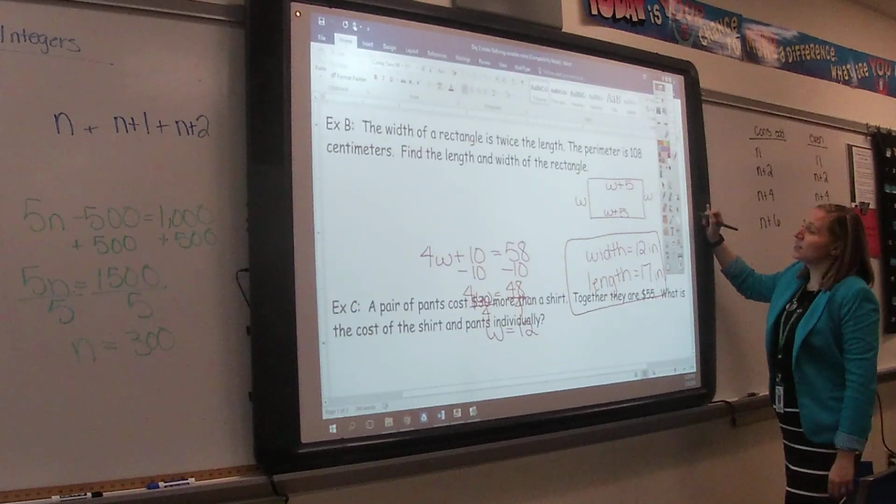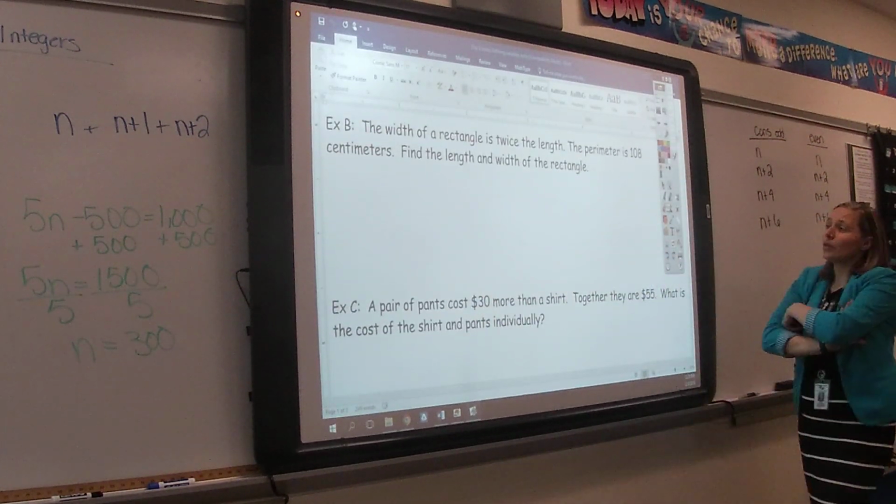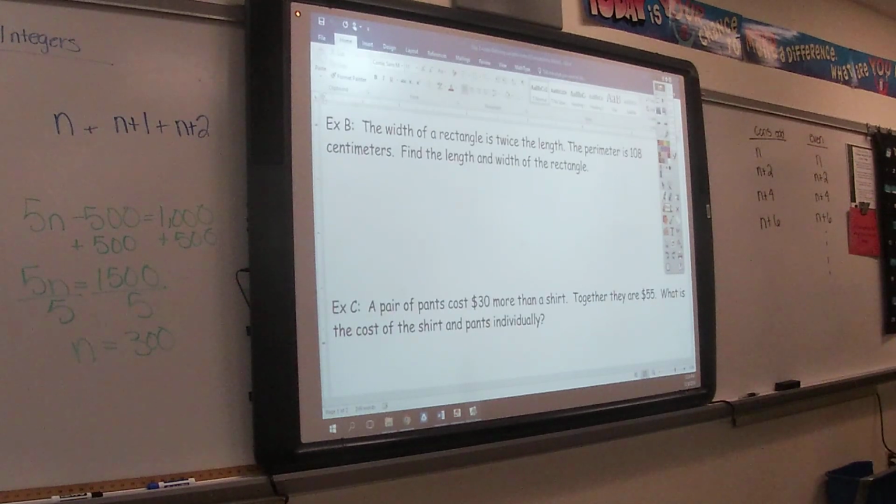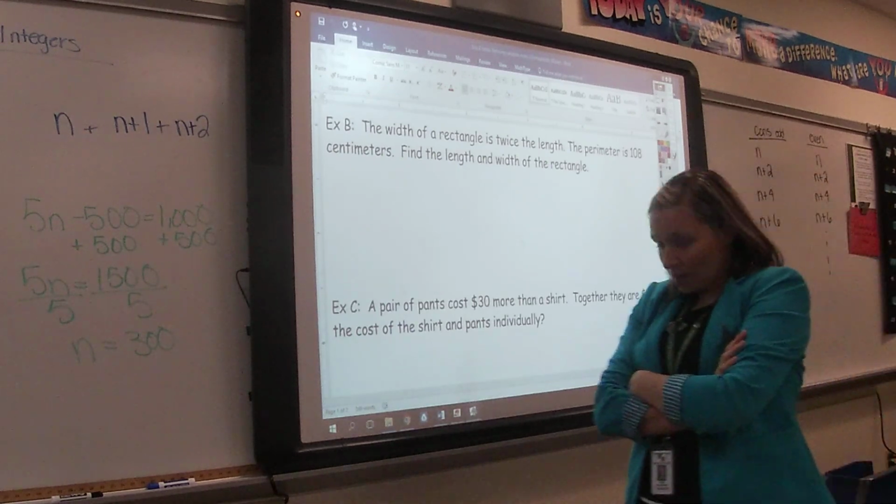So let's look at this next example. The width of a rectangle is twice the length. The perimeter is 108 centimeters. Find the length and width of the rectangle. What is this asking us to find? The length and the width.